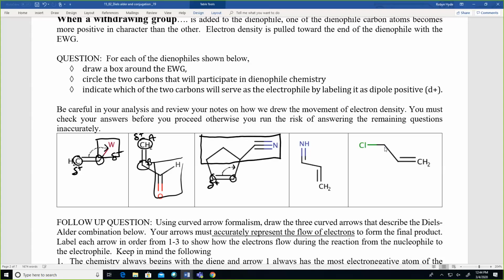The top half of the ring is not participating in the Diels-Alder chemistry, so I like to box it in, all of that.